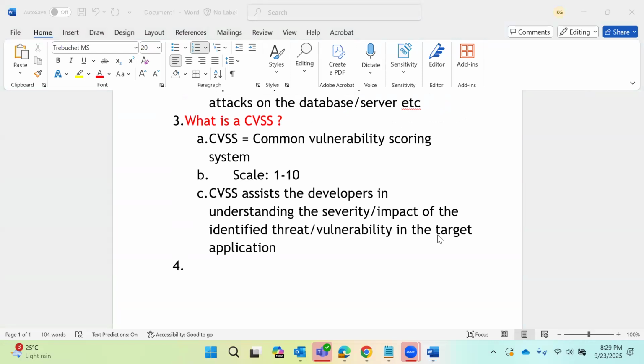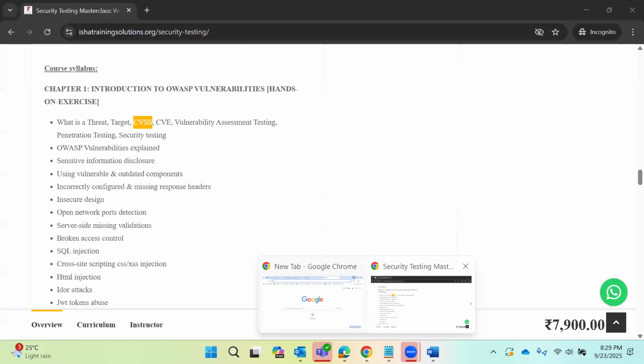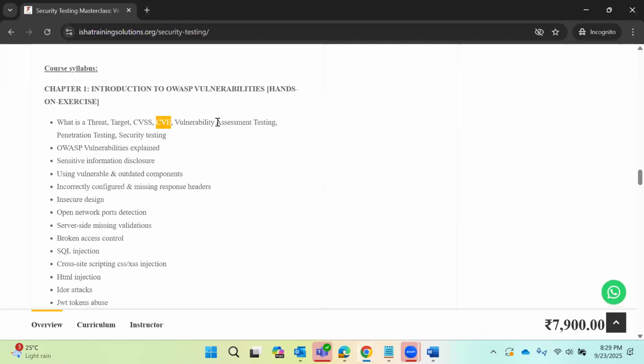Sir, this terminology, is it applicable for all types of security testing, like network security or any other type of security? Yes, it is applicable for all types. Okay, then we'll talk about CVE.